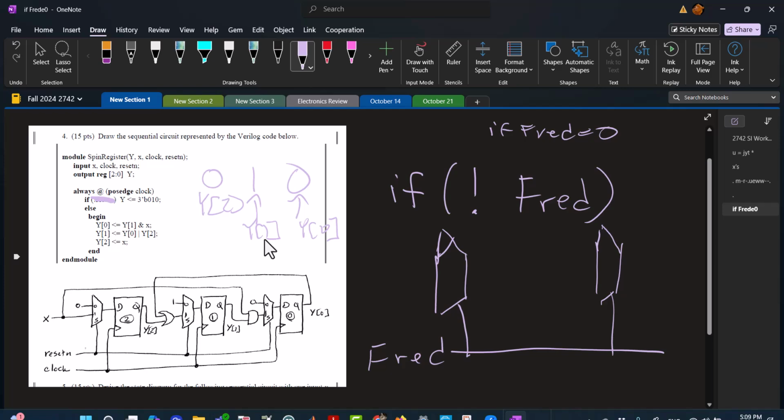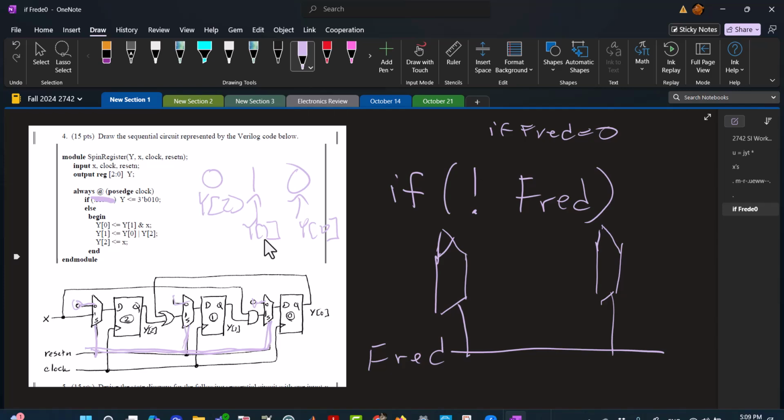So if the input to our multiplexer, whatever we call it, equals 0, then we want our Y to become 0, 1, 0. We want Y2 to become 0. We want Y1 to become 1. We want Y0 to become 0. And that happens when the input to our multiplexer is 0. So that's why it's going into the 0.